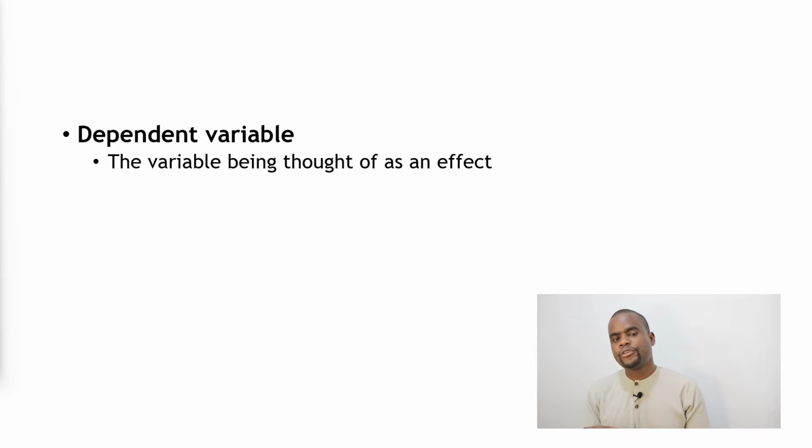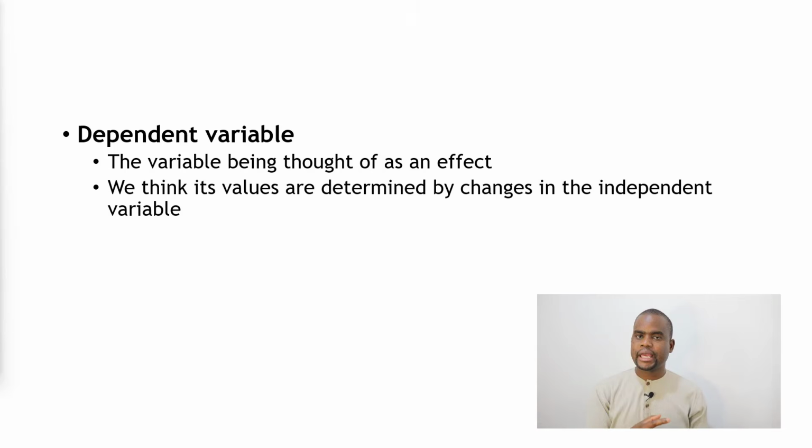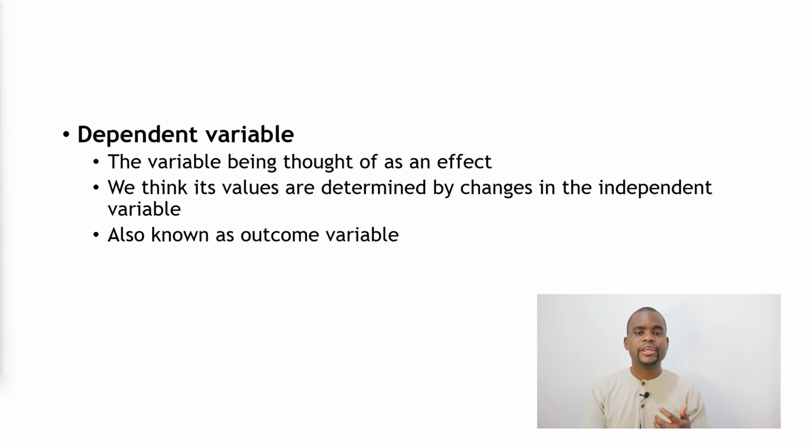So the amount of rainfall is what we are studying, trying to see what would be the change in this variable and what variables are causing that change. And that's what we're calling dependent variables. We think that the values in the dependent variables are determined by the changes in the independent or the predictive variable. And we also call these outcome variables.